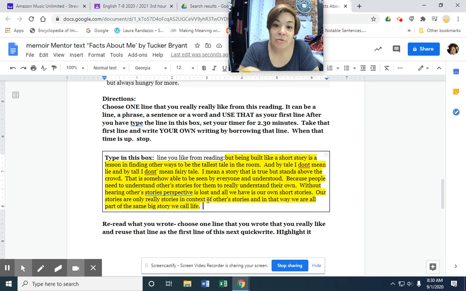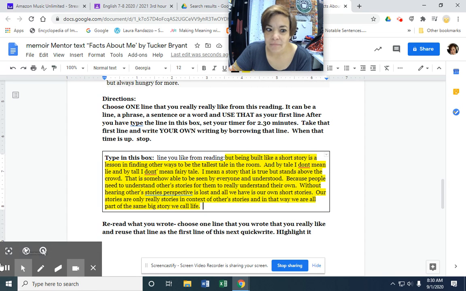Okay, so what I'm going to do is look at this writing and pick a line that I like that I wrote, and it doesn't have to be a whole line. It can be a word or two, or it can be a whole sentence. It's up to me. I'm going to choose one that I'm going to put in the box below. So give me a second. I'm going to put it on pause and then I'll be back at you.